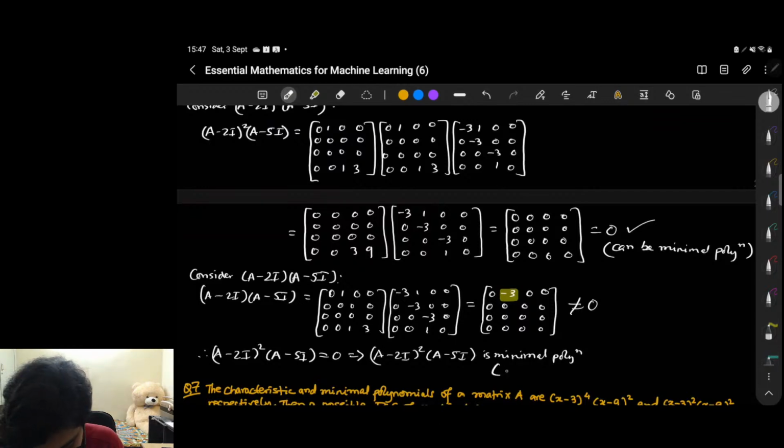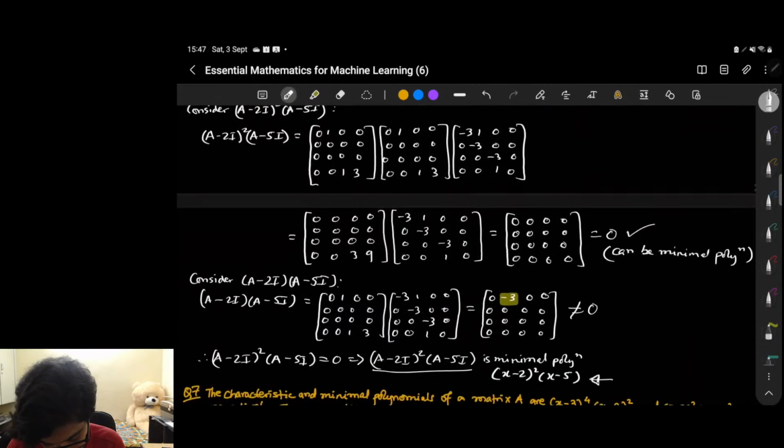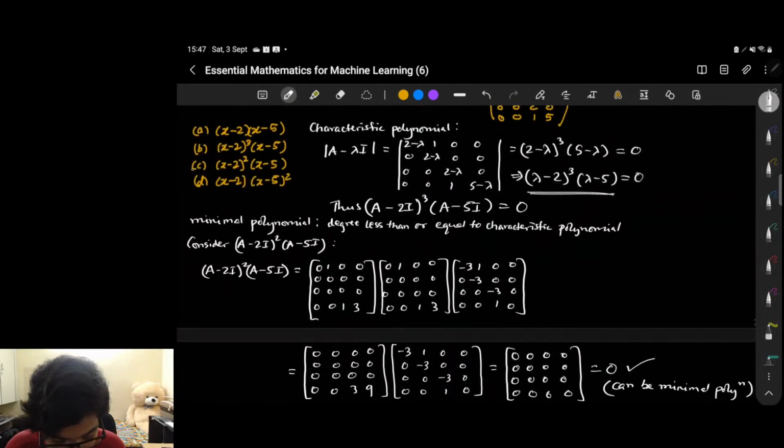So this means that A minus 2I squared, A minus 5I is the minimal polynomial. And this would mean that we have x minus 2 whole squared and x minus 5, because if you put instead of x the matrix A and instead of 2 the matrix 2 times I, then you get this. So this is the minimal polynomial that we have. So x minus 2 squared, x minus 5. So the correct option is option C.